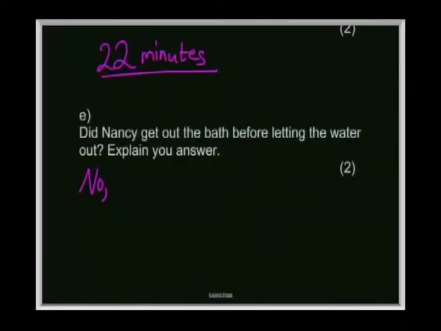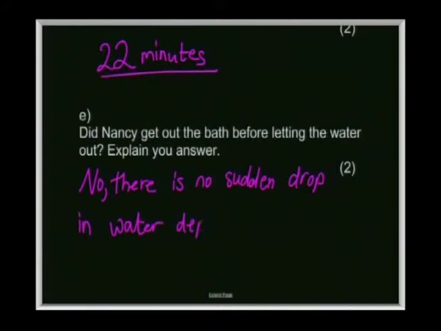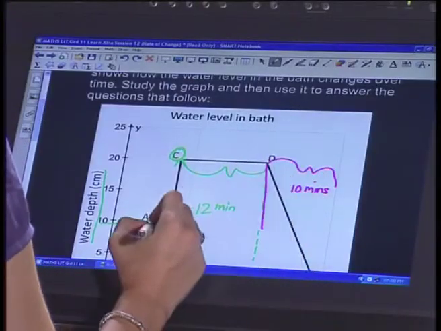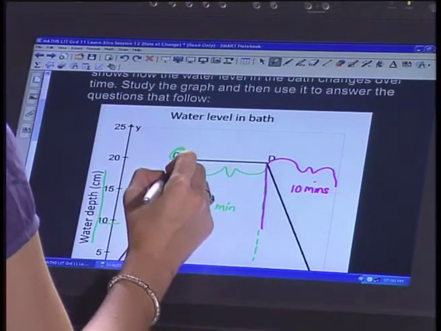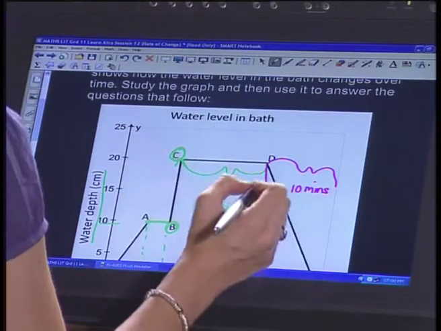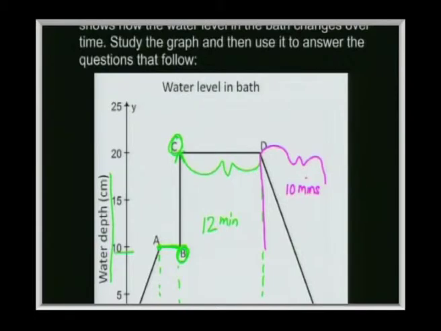And your reason being, there is no sudden drop in water depth. If there was a sudden drop in water depth, just like there was a sudden rise in water depth when she got in, we would know that she got out of the bath and then let it out.